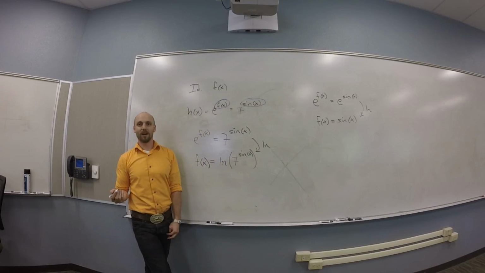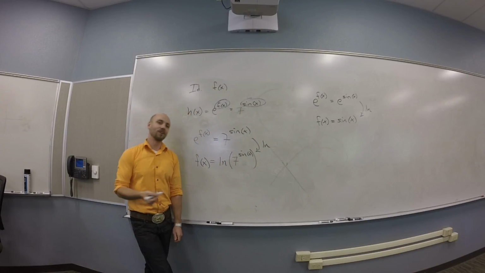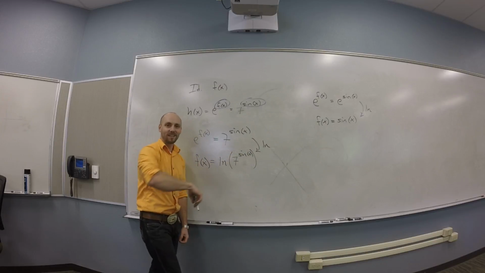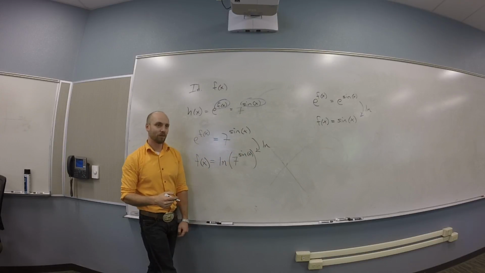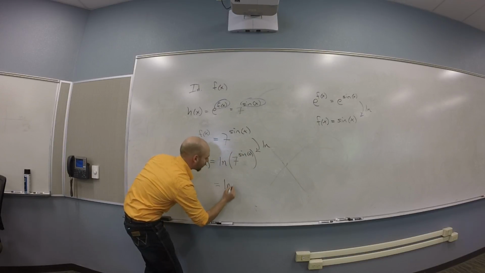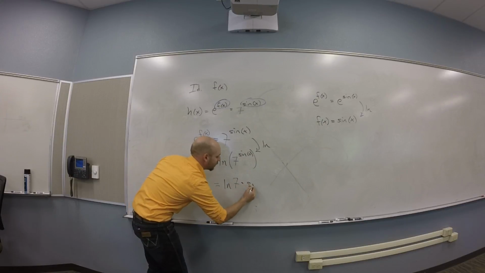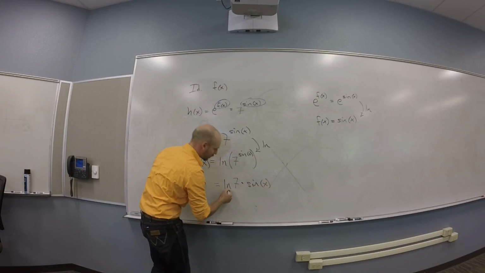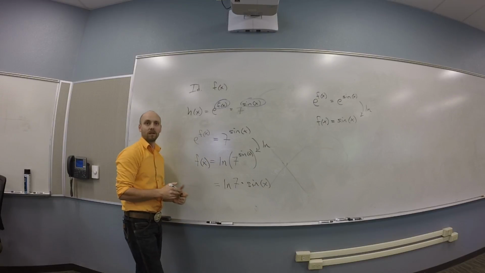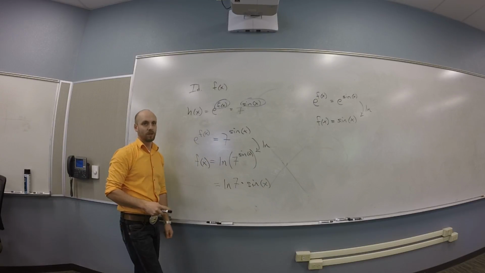And you could stop there, or you could use a log rule to drag the sine down, and then you could have that f of x is log of 7 times sine of x. And this is just some number, right? You guys cool with that?